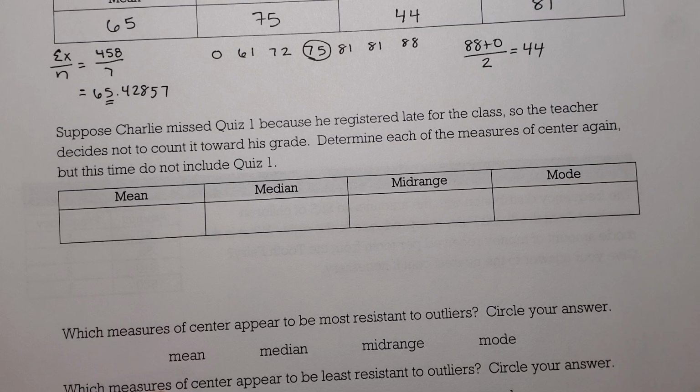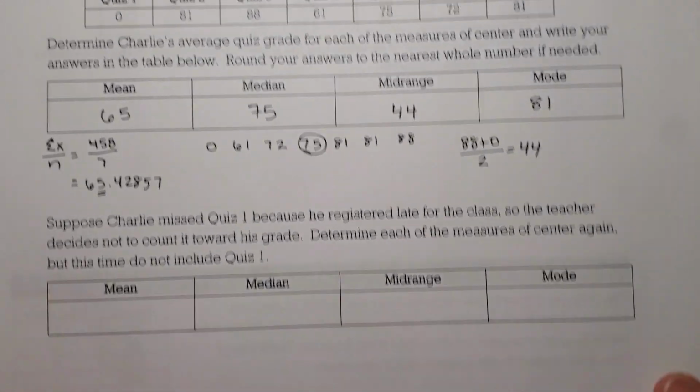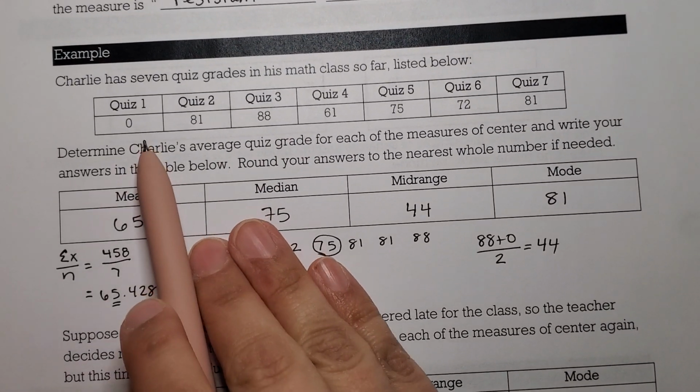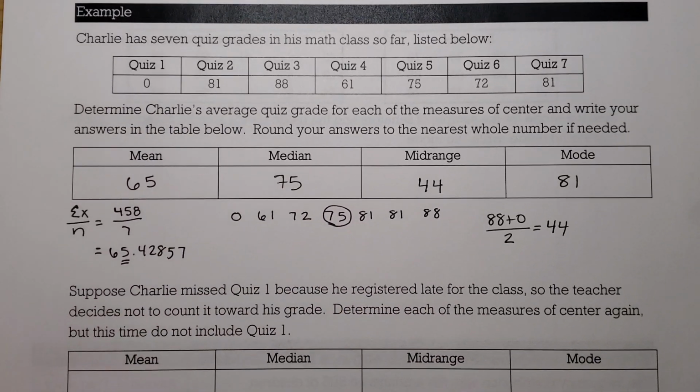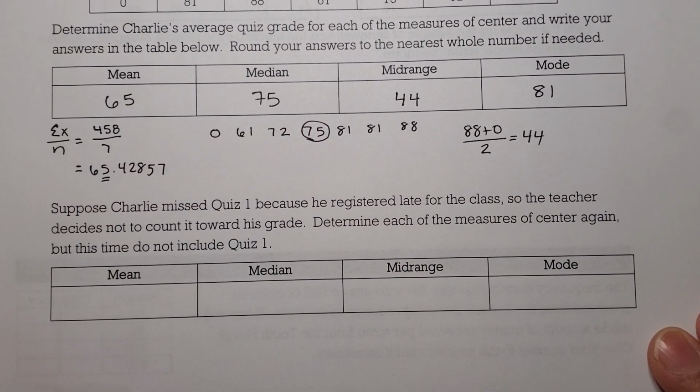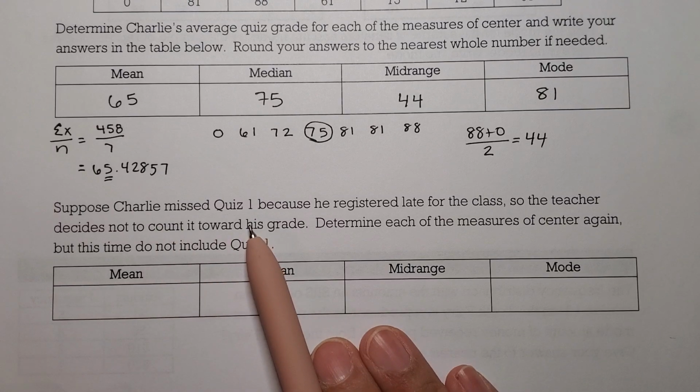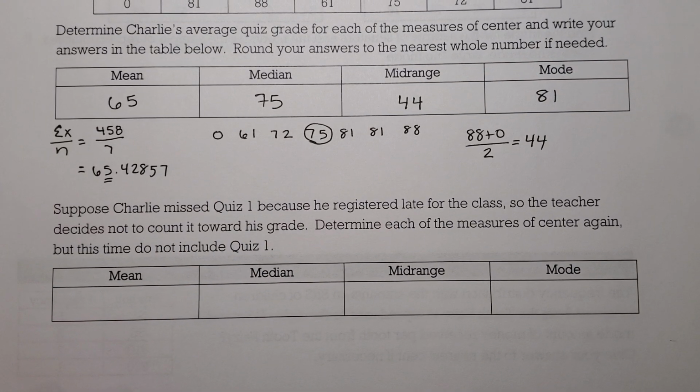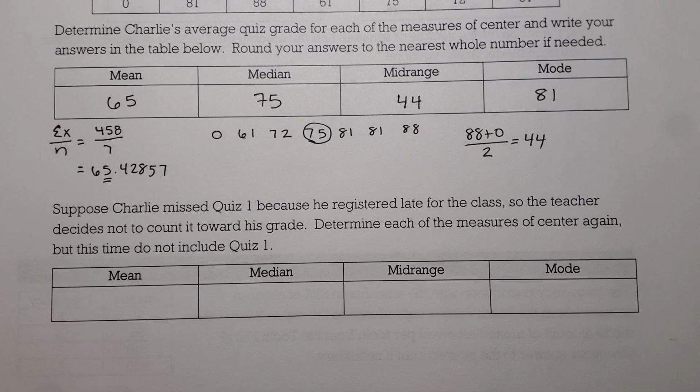Now, we're trying to see how much that outlier of 0, right? He had a quiz grade of 0 here. We want to see how much that impacted his grade. So suppose Charlie missed quiz 1 because he registered late for the class. And so the teacher's like, well, it doesn't make sense for me to count that against you.